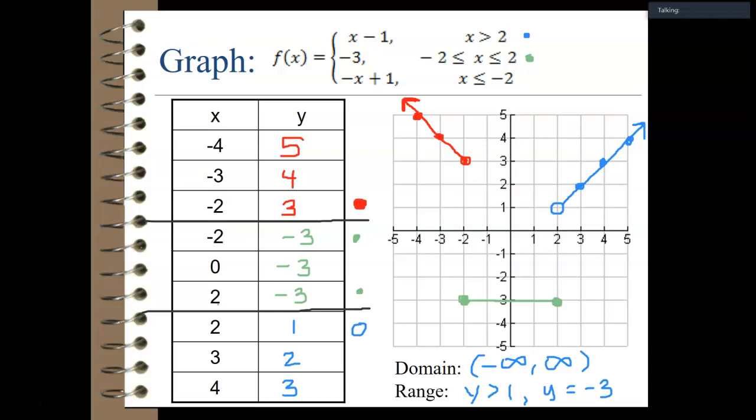So what you're going to do for tonight is those next couple problems. You're going to be answering the questions, is this a function, as well as graphing them.